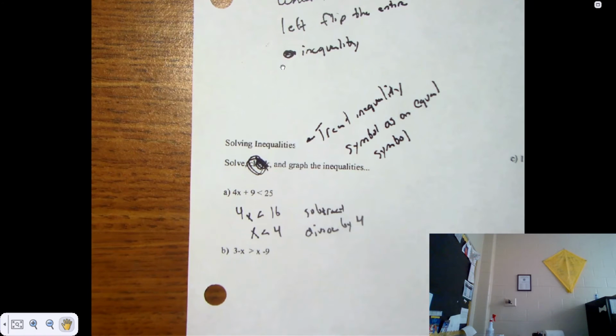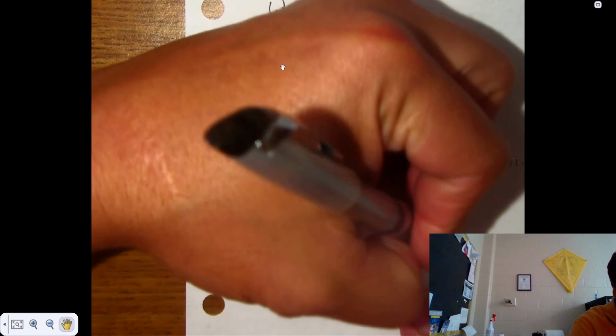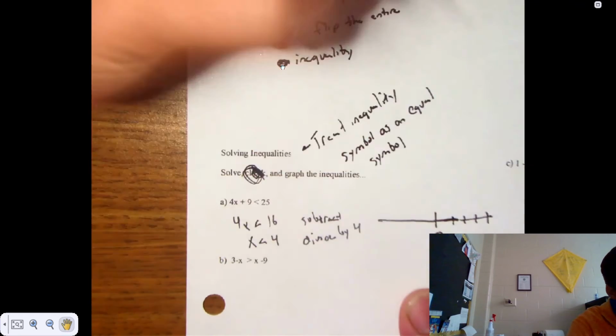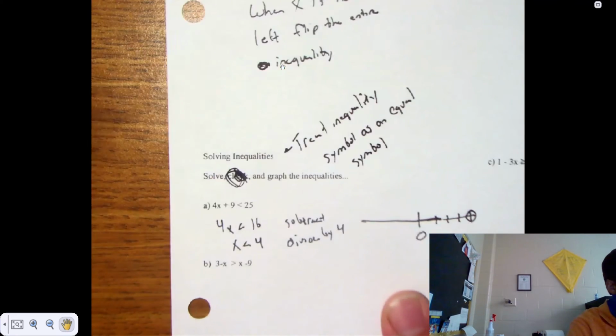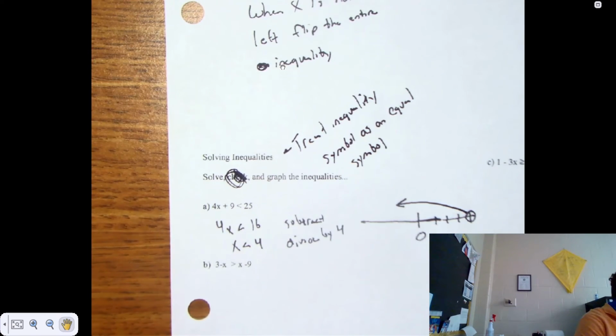Other than the person who has yet to graph it, I didn't see anybody get it wrong, so I'm going to go over this for anybody who's at home watching. So there's my 0. I go up 4 places, open dot, and I am shading to the left because I am less than 4. Anything less than 4 is going to work, like a 3, a 2, a 0, a 1.